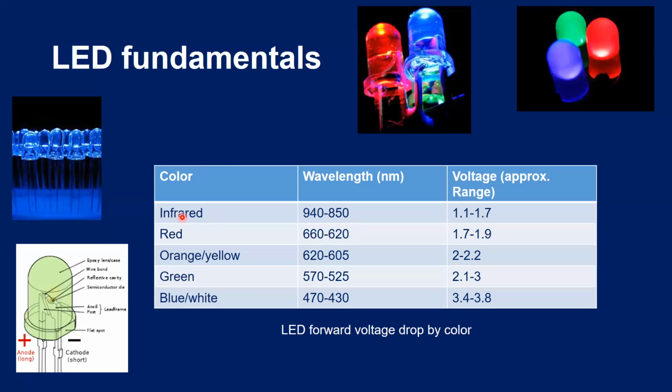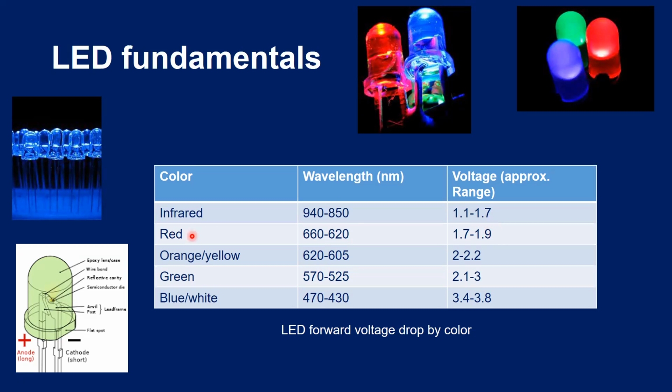So for example, if your light emitting diode is an infrared LED, by visible eyes we cannot see the color of the light, but it is still conducting a signal through it. So it is usually in the wavelength range from 940 to 850. And like any PN junction, when it is forward biased and conducting a current through it, the LED will also conduct a current, and it will get a voltage drop across it called the forward voltage drop. By color, it is ranging from 1.1 to 1.7.